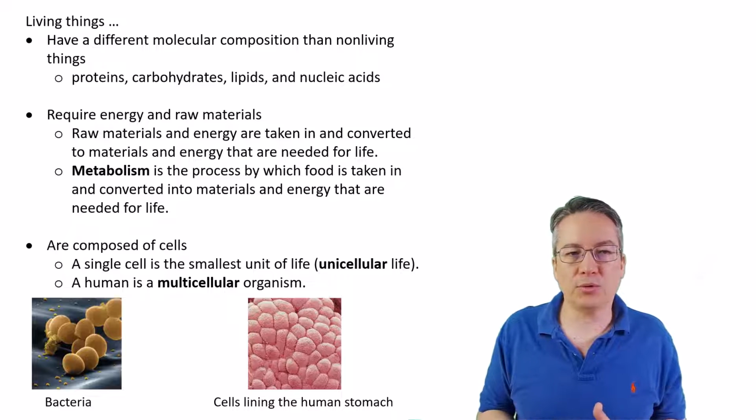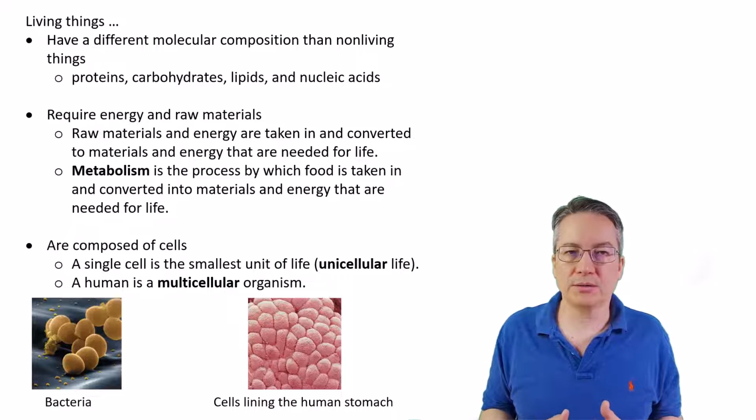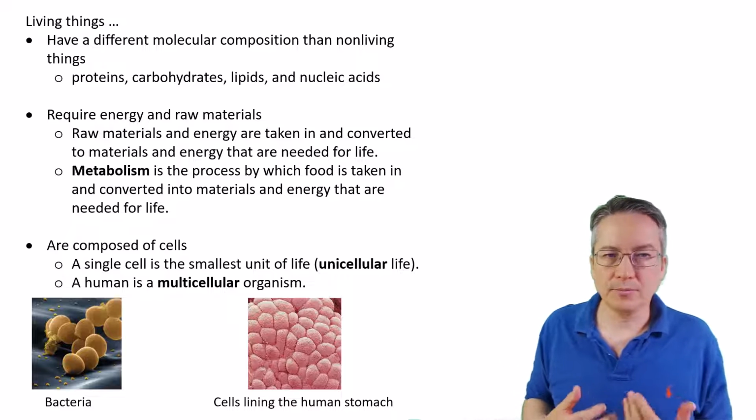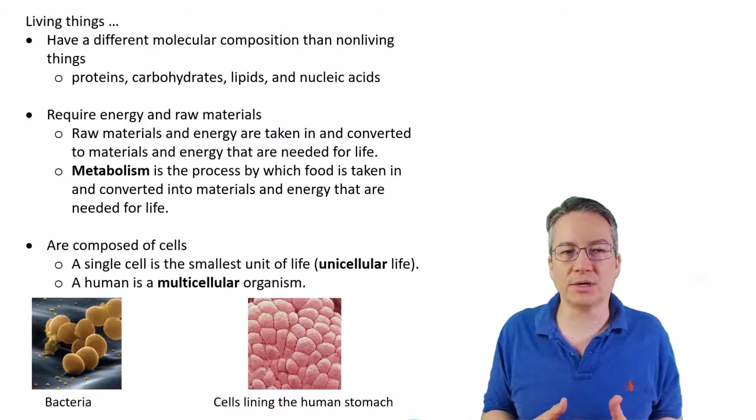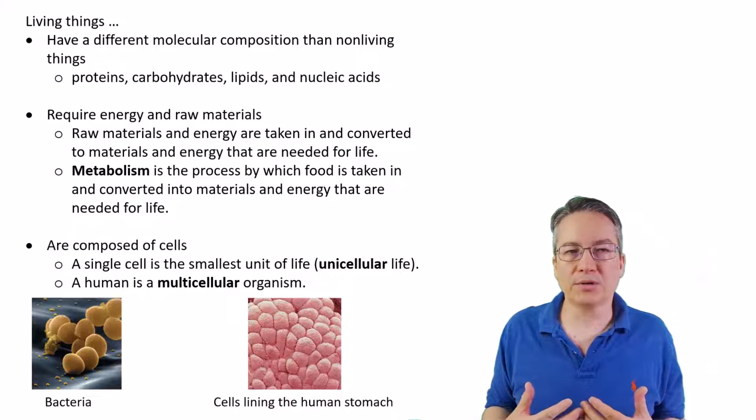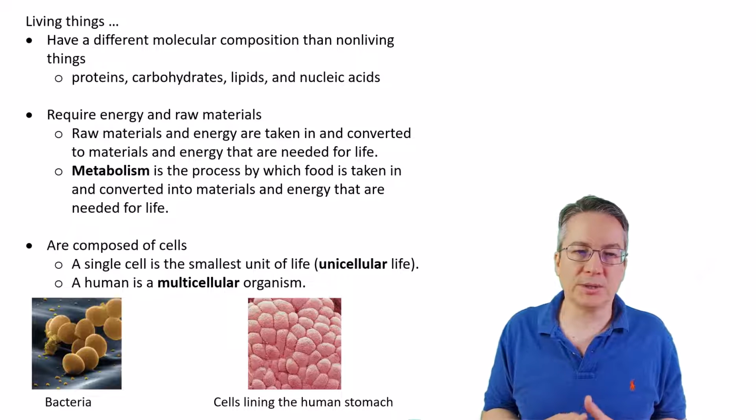Moving on to the next point, all living things are composed of cells. So something is living if it at least has a single cell. So a single-celled organism would be called a unicellular organism. And an example of this would be bacteria. Bacteria are unicellular organisms. They're relatively simple compared to us. Now, humans are multicellular organisms, meaning that we are composed of many, many cells. And you can see here in this picture, cells lining the human stomach.